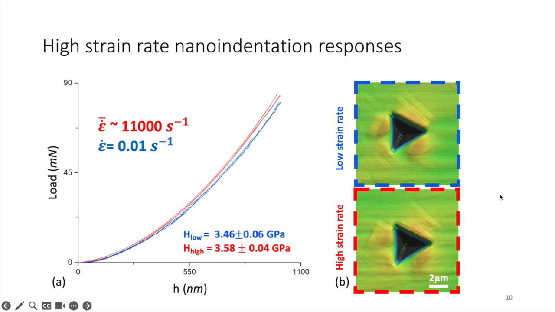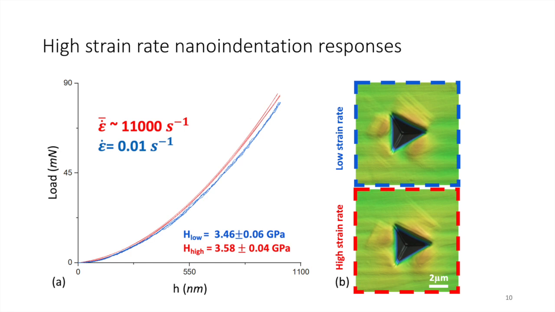There are two sets of data plotted in blue and in red. The blue curves are from the low strain rate indentation, and the red curves are from the high strain rate indentation. The indentation strain rate for the low strain rate experiment was 0.01, and the average indentation strain rate for the high strain rate experiment is 11,000.